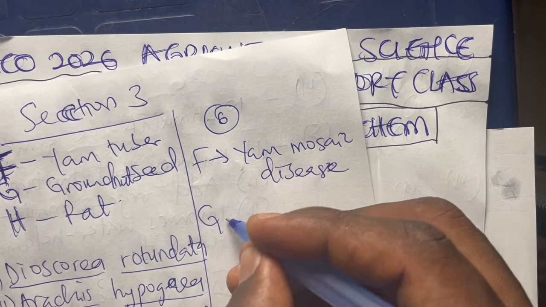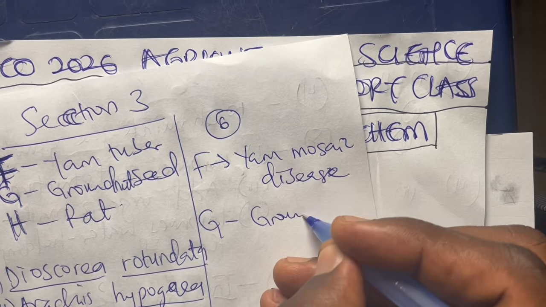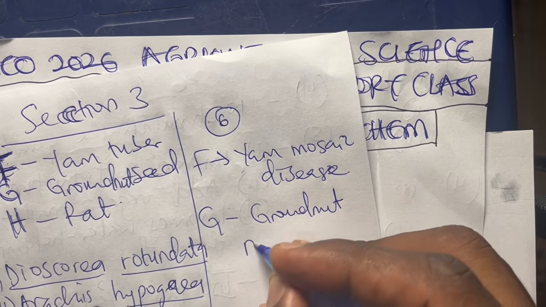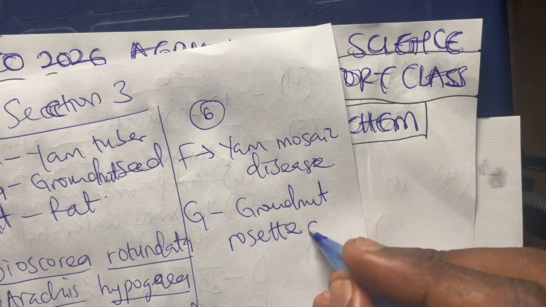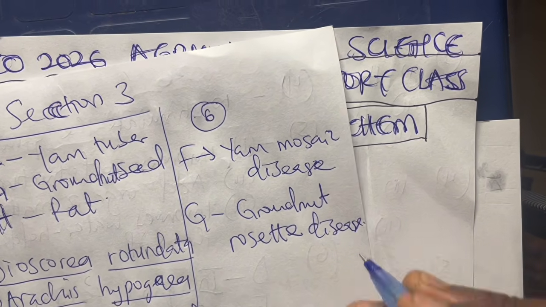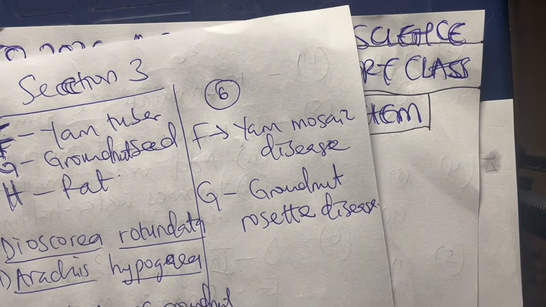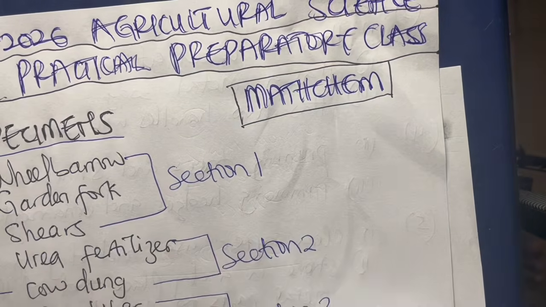And for the G, that's going to be groundnut rosette. Some people call it rosette. It depends on how you pronounce it. Groundnut rosette disease. Yeah, so that's that about section 3. Now let's move to the last section.